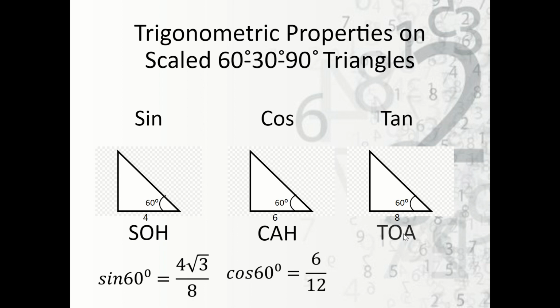Tangent is opposite over adjacent. So the opposite side, this time we scaled by 8. So the opposite side should be 8 square root of 3, and the adjacent side should be 8. So we get 8 square root of 3 over 8.